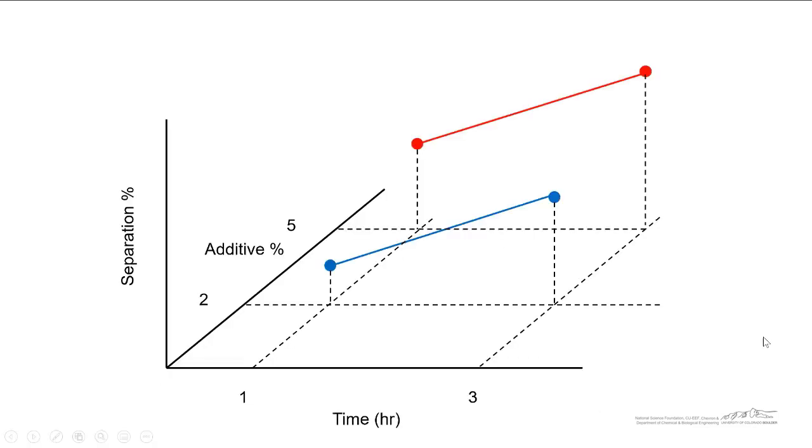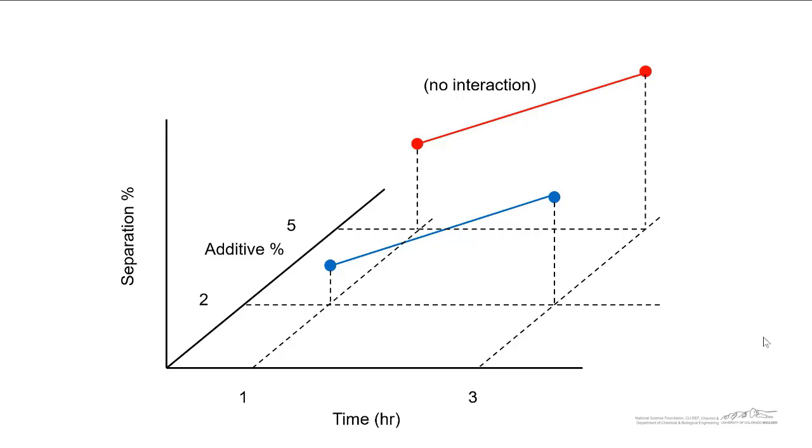So if we looked at this graphically, in a three-dimensional view, it would look something like this. On the x-axis over here, we have additive. On the y-axis, we have time. And then on the z-axis, we have separation percent. So we can kind of visualize this as a three-dimensional plot. This, by the way, is for no interaction. I'll show you in a minute what it would look like for interaction.